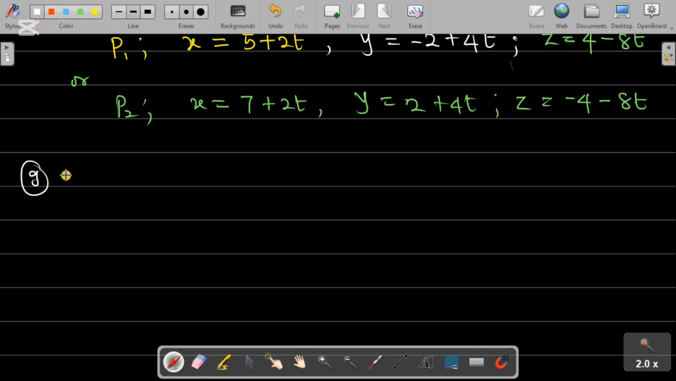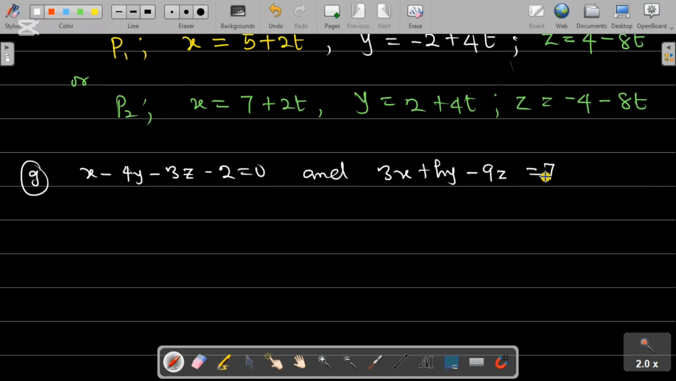So G says find H so that the planes whose equations are, okay, so look at the equations. You're given x minus 4y minus 3z minus 2 equal to 0, and another one, 3x plus hy minus 9z is equal to 7. Find the value of h so that these two planes represented by these two equations will be parallel. So what will be the value of this h in the second equation that will make the two planes parallel? And they gave us a hint. They said that if two planes are parallel, then their normal vectors should be parallel to each other.